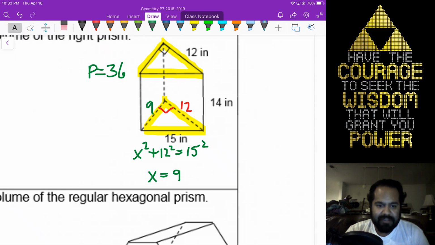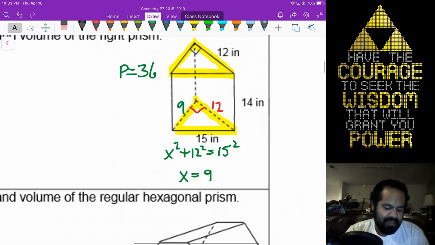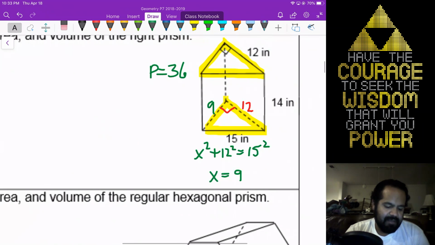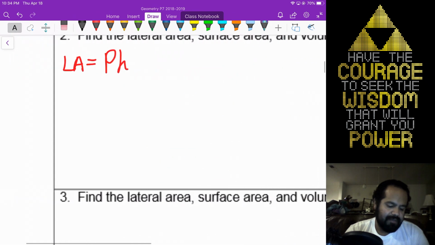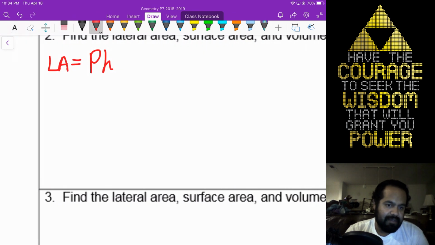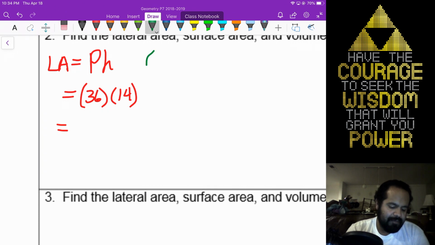All right, so now we're going to take that 36, plug it in for the perimeter. The height, remember, is always the distance between your bases. And in this case, we have 14. And yes, Natalia, we will get to number 5. So 36 times 14. I'm going to let you guys do that while I set up the next part, just because I don't want to keep switching back and forth right here with my calculator.